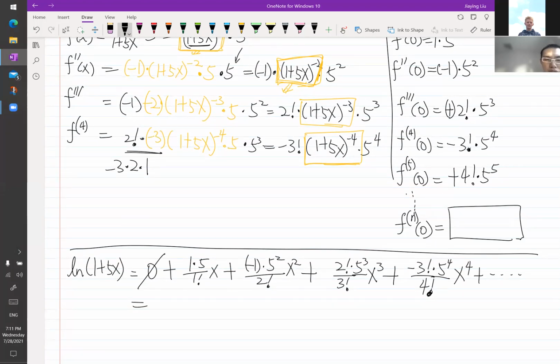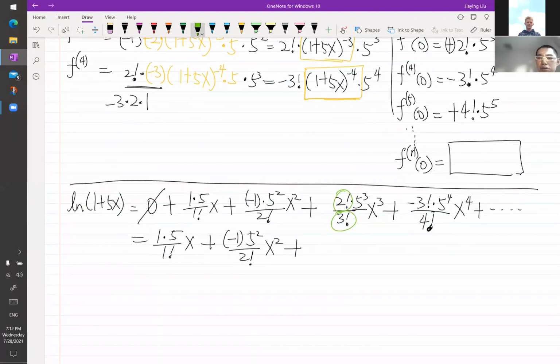So we have the first term is 1 times 5 over 1 factorial times x. The next term we get negative 1 times 5 squared over 2 factorial times x squared. The next term we have 2 factorial in the numerator and 3 factorial in the denominator. Maybe we can simplify them, right? So what is 2 factorial over 3 factorial? That's 2 times 1 over 3 times 2 times 1. So that just gives a 3 in the denominator.